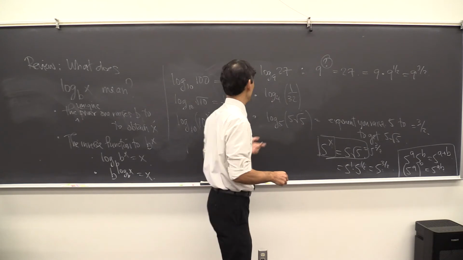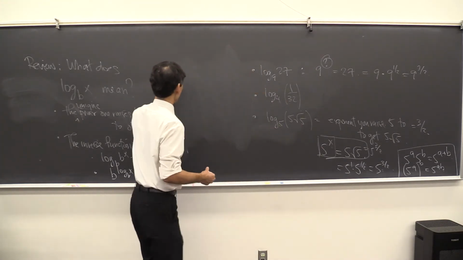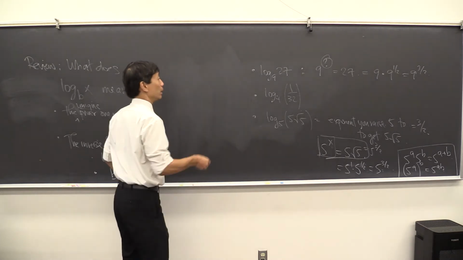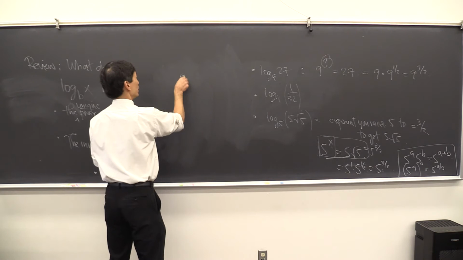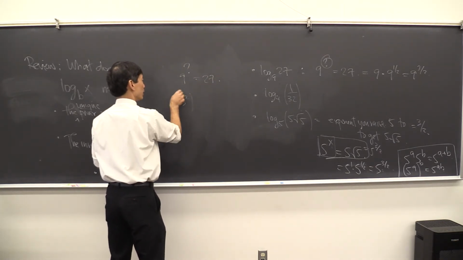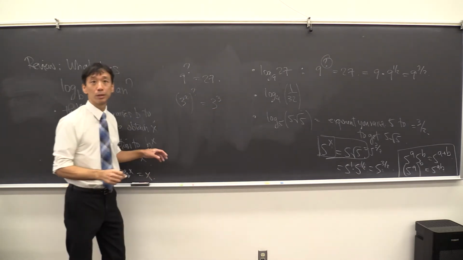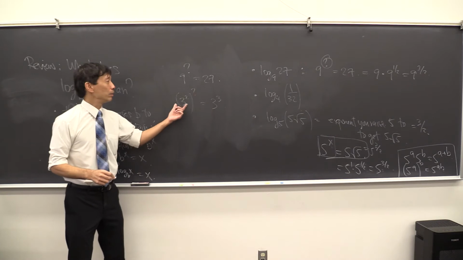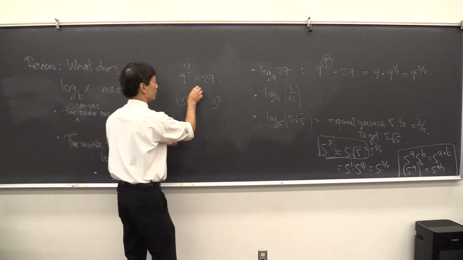Okay. Another way you could have seen that, maybe less clever: we're looking for 9 to what power equals 27. Well, that's 3 squared to what power equals 3 cubed? Well, that's going to be 3 halves.